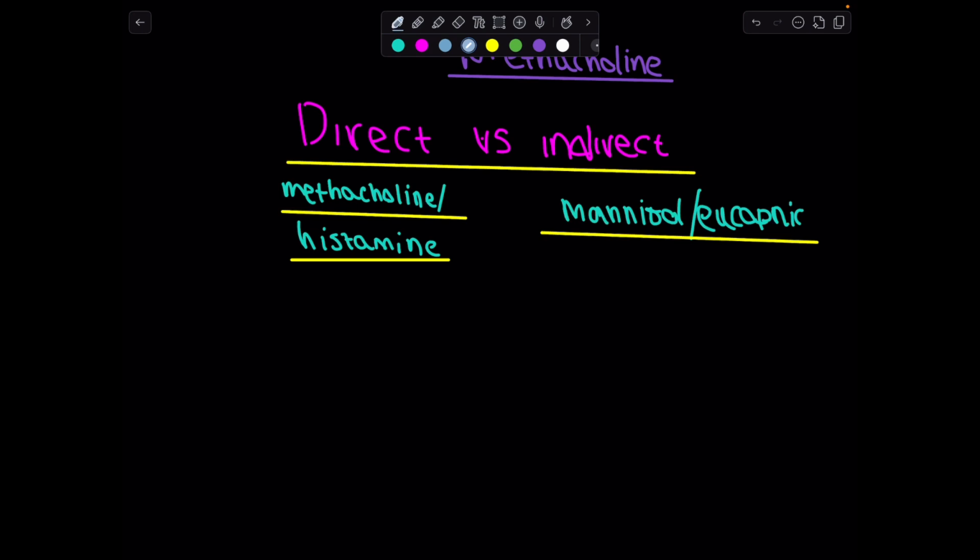Direct challenge tests, like methacholine, directly stimulate airway muscles to tighten, quickly showing if airways are overly sensitive in asthma. Indirect tests, like mannitol or eucapnic voluntary hyperventilation, mimic natural triggers such as exercise or dry air, causing airway narrowing through inflammatory mediators, not direct muscle stimulation. This makes indirect tests more specific to asthma as they reflect real-world scenarios.